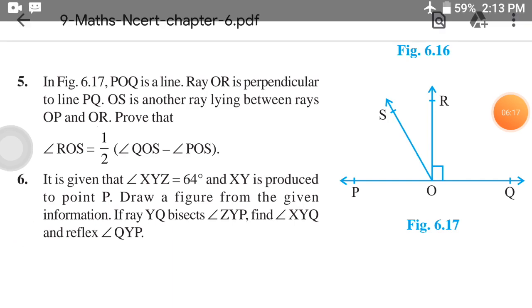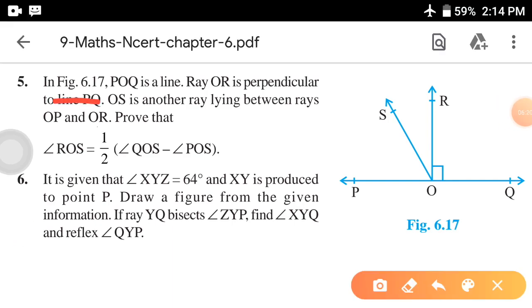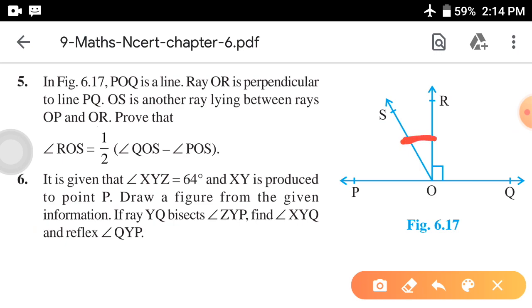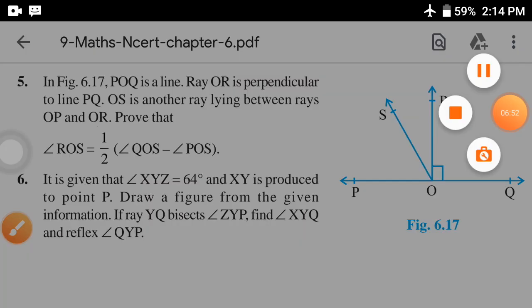This is the next question, number 5, and in this question you can see that OR is perpendicular. That means this line is perpendicular to PQ, and this is a ray, and we have to prove that angle ROS, this angle, is equal to half of (QOS minus POS). You can see that QOS is this angle and POS is this angle. We have been given only one thing: this is perpendicular, so we will use the same thing in the solution of the question.